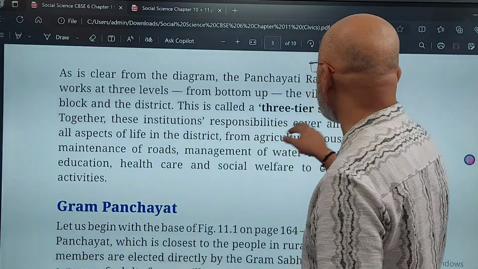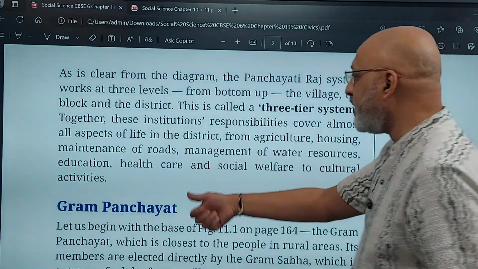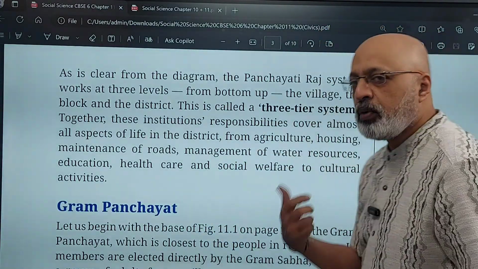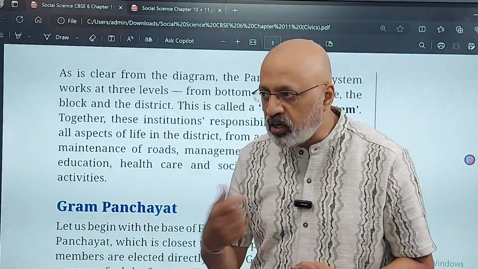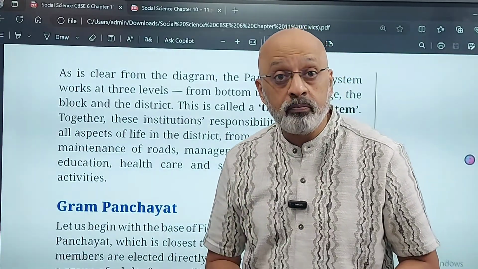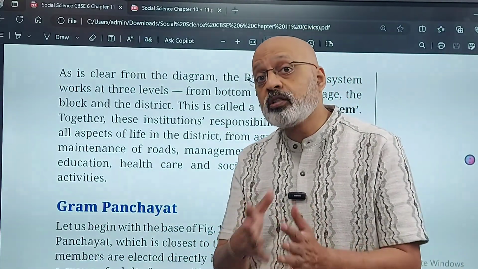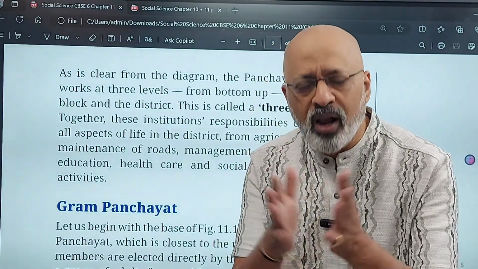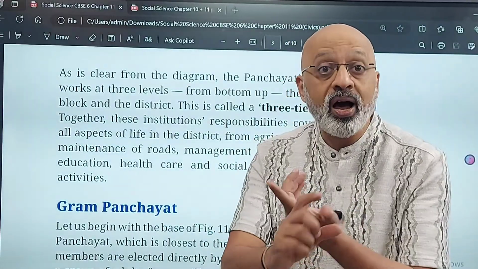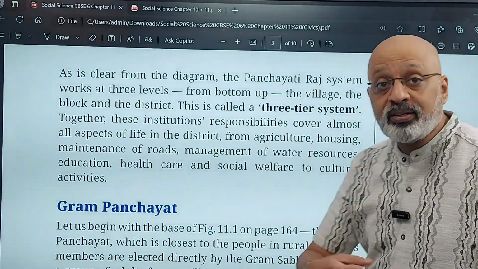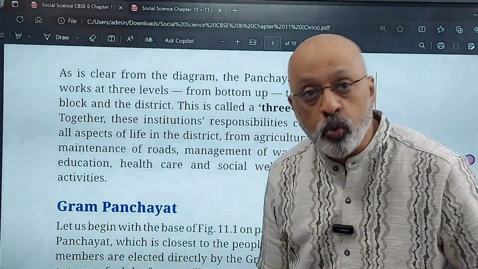Together, these institutions' responsibilities cover all the aspects of life in the district, from agriculture, housing, maintenance of roads, management of water resources. Because in villages this kind of problem occurs, related to education, roads, water, agriculture. Fertilizers are not available, we need to sprinkle fertilizers, pesticides are not available, right? So those are the kind of issues that people in the village face, largely related to agriculture, irrigation, education, roads, housing, etc.